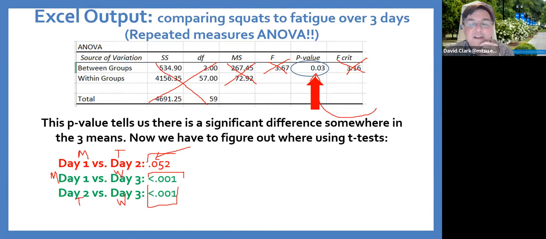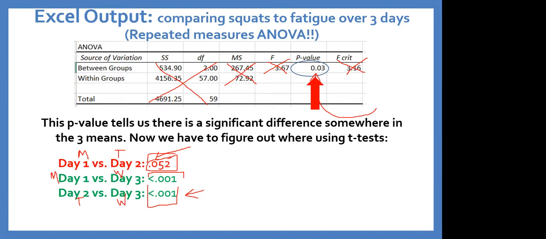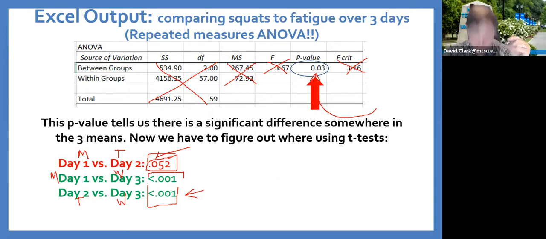So between Monday and Tuesday, did they squat significantly less to fatigue? No. Look, see Anna, see that? But between Monday and Wednesday, they squatted significantly less, and between Tuesday and Wednesday, they squatted significantly less. Okay, so they got more fatigued later on in the week, sort of. Does that make sense, Anna? Yes. Good. Okay. Yep. Gotcha.